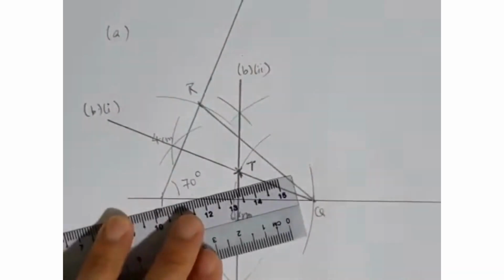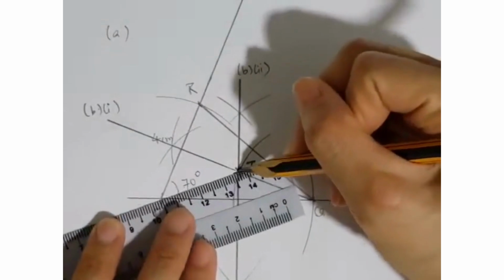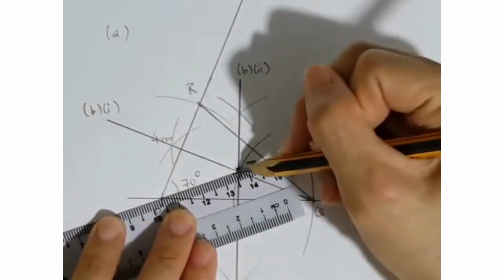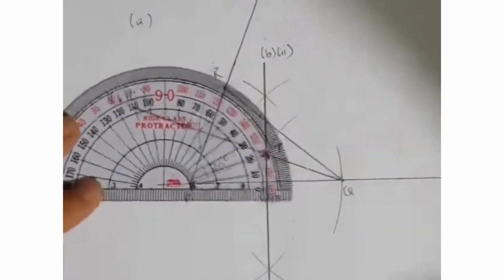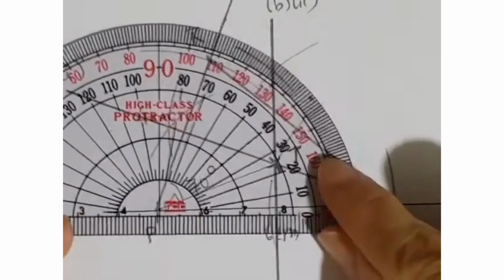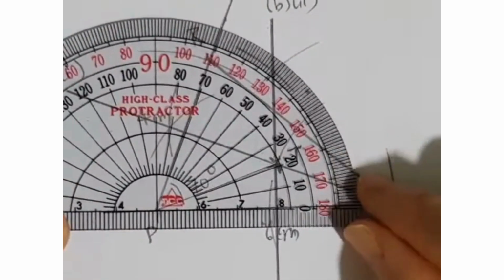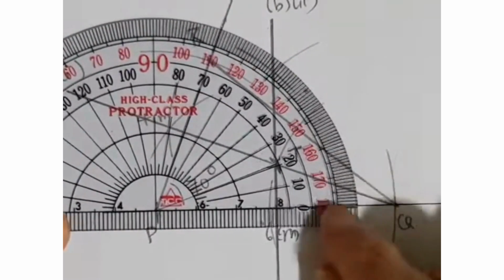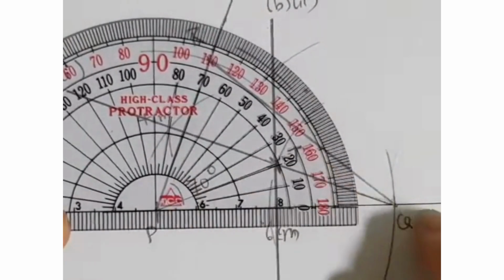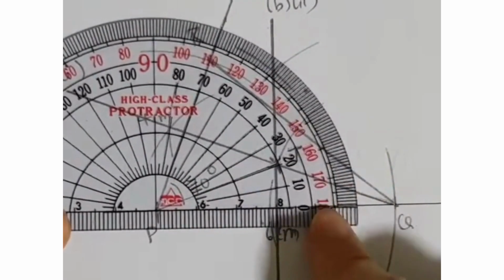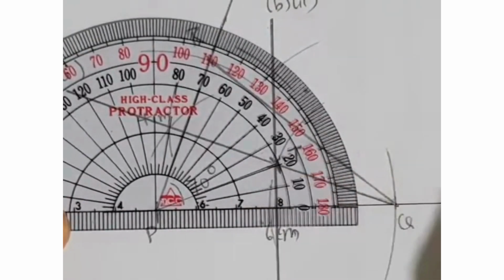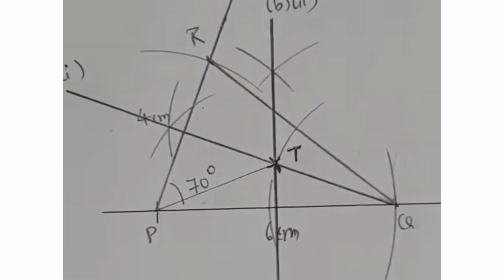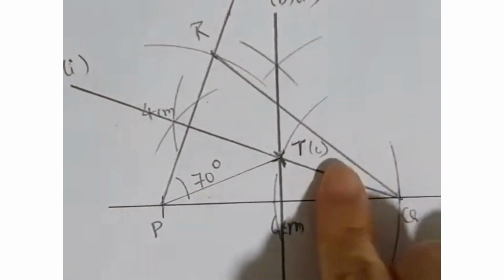So I will join T with P. Alright, and maybe let's measure together. T, P, Q. So what is the answer? It's actually about 20 degrees. Can you see that? So the answer for the angle, that's part C. Of course, if you want, you can label this as part C as well. This is also part C.